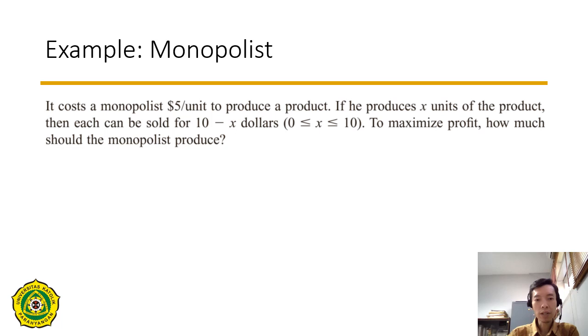Now we see an example where a monopolist produces a product and it costs $5 per unit. If he produces X units of the product, it can be sold for 10 minus X dollars, where X is between 0 and 10, including 0 and including 10. And this monopolist would like to maximize the profit.